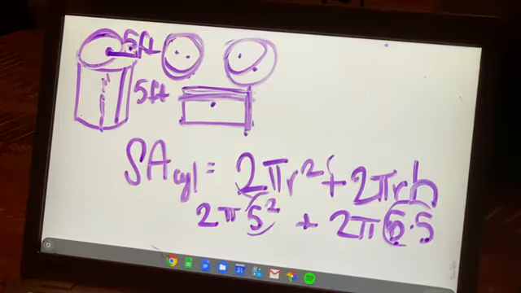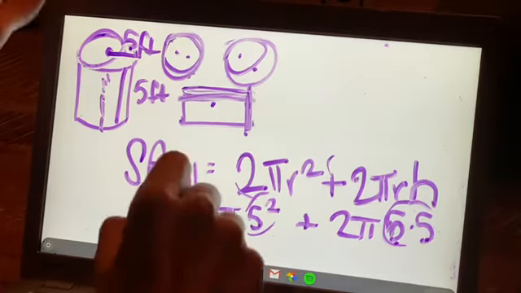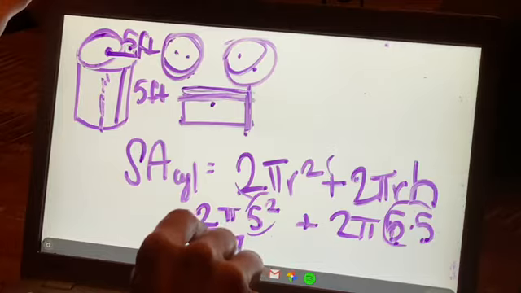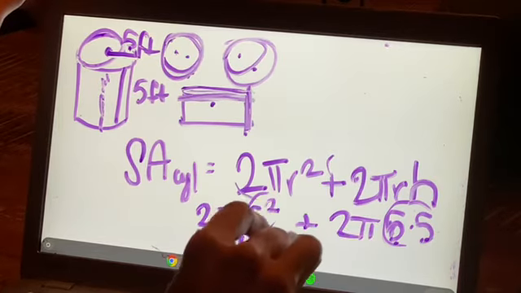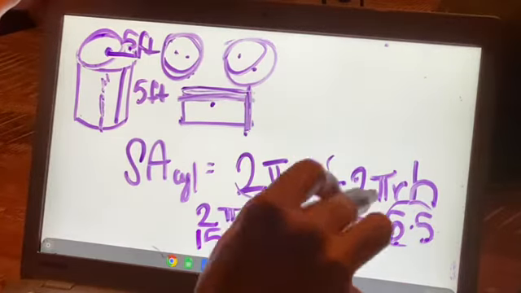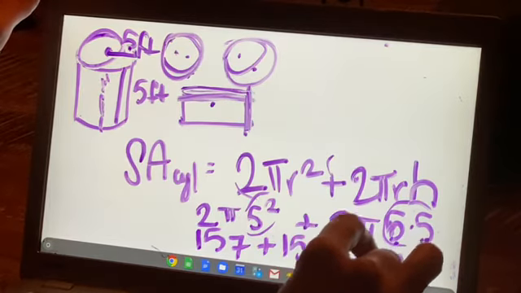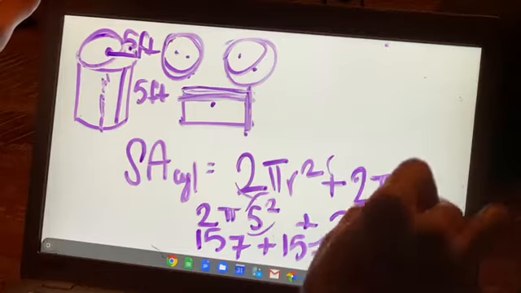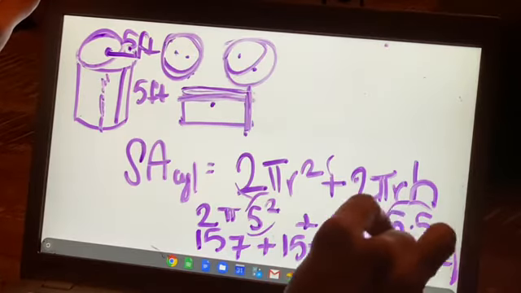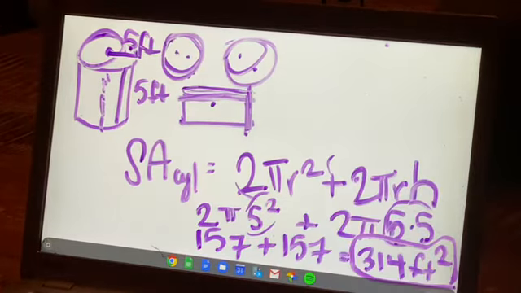If you do those, you're going to end up with 157 plus, again, the same thing, 157. If you add those together, you get 314 feet squared. Why is it squared? Is it feet or inches?